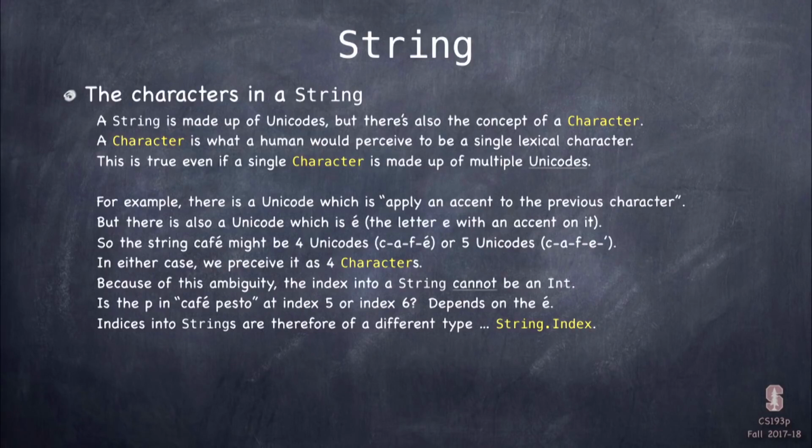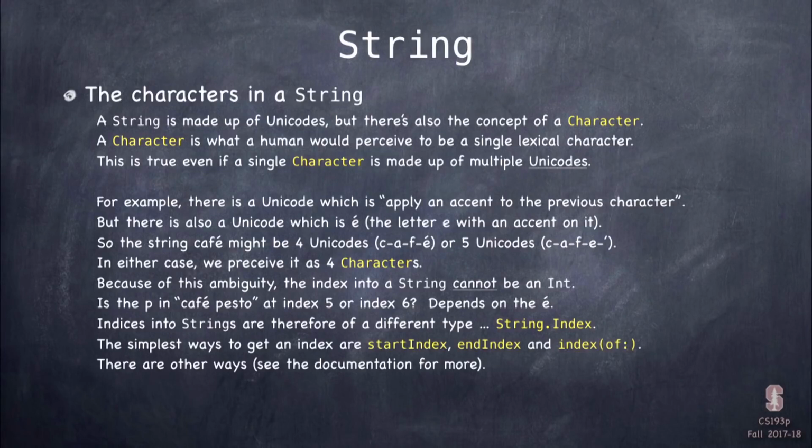People don't like this. They want to index strings by Int, and I understand why, but you can't do that. So what does that mean? We have to get an index. How do we get an index? You can get the start index of a string, or the end index of a string. You can also use index(of:) a character to find the first index of that character. There are a bunch of different methods and vars on String to get an index.